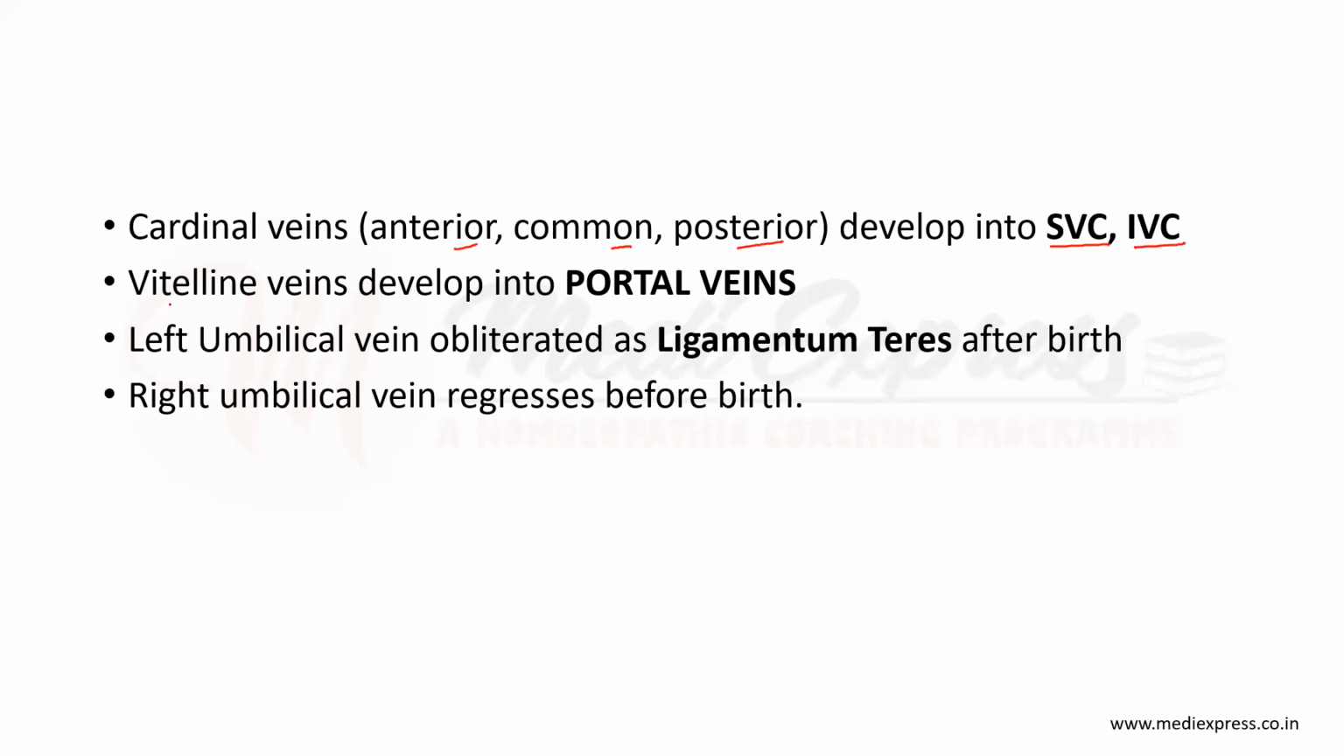And we already know we have vitelline veins, right? They will develop into the portal veins. And what forms the ligamentum teres after birth? After birth, the left umbilical vein gets obliterated as the ligamentum teres. Whereas the right umbilical vein regresses before birth. So this is the information regarding the embryology and the little changes that happen after birth.